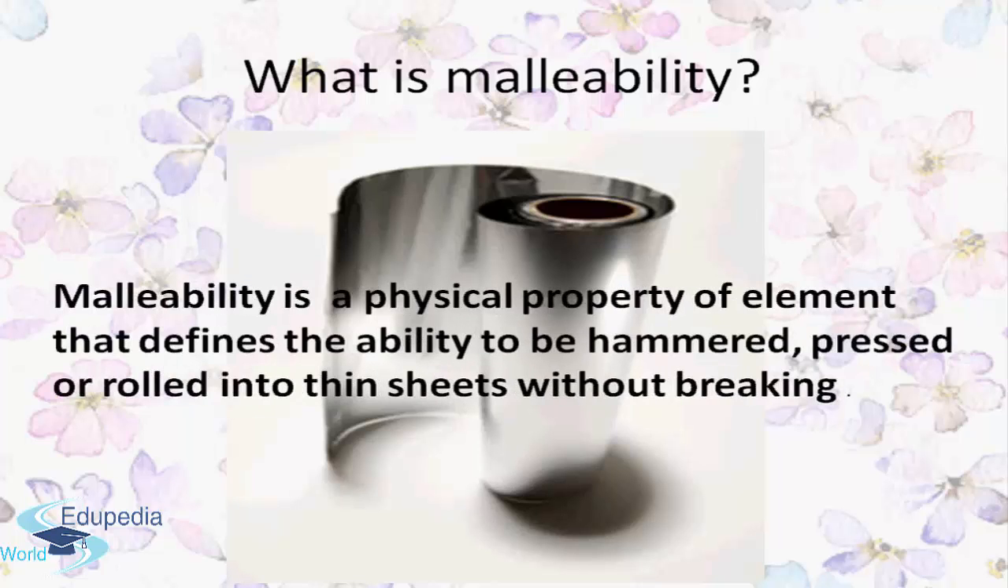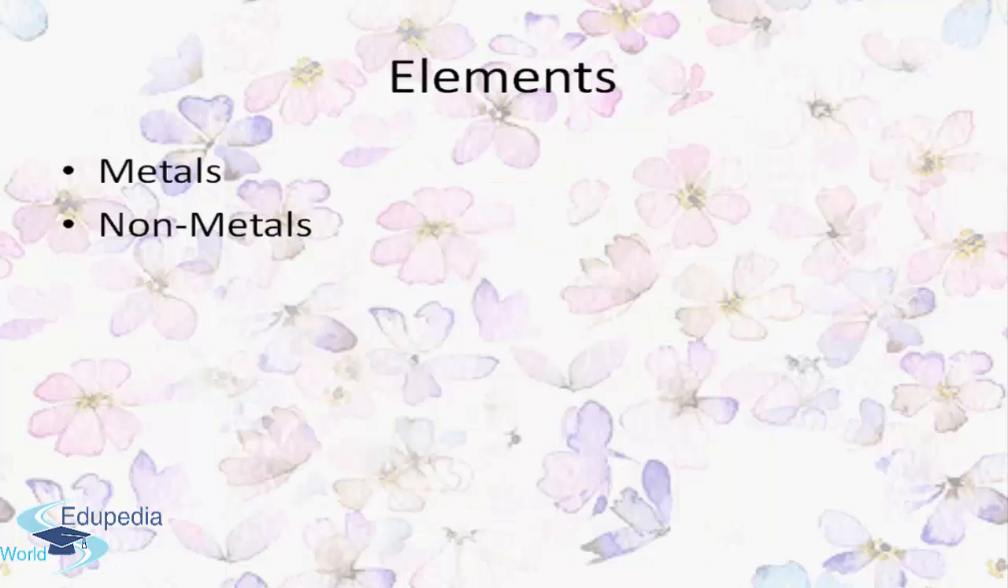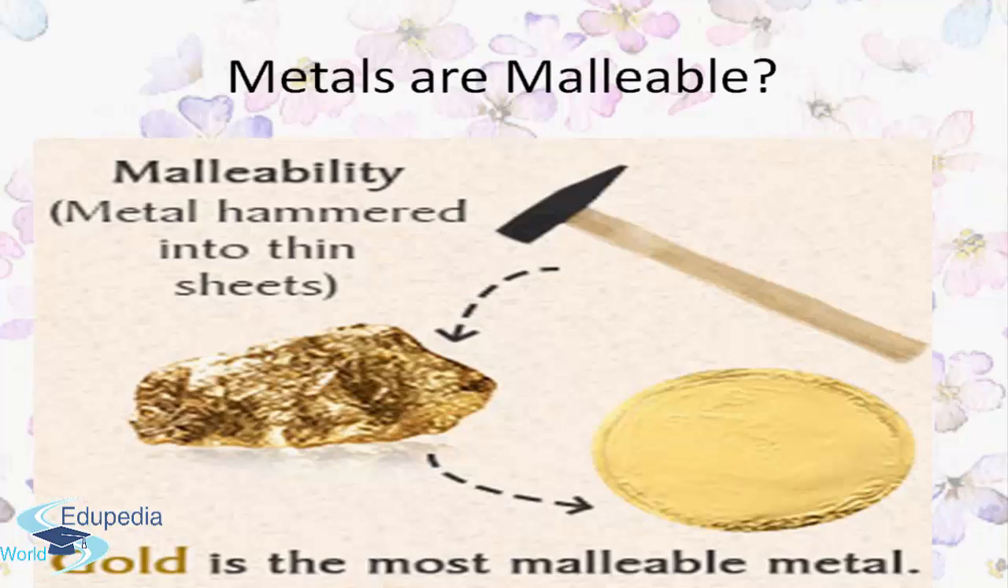So the malleability property is a physical property of an element that defines the ability to be hammered, pressed, or rolled into thin sheets without breaking. In terms of chemistry, when we talk about the elements, we always talk about two main categories, that is metals and non-metals. Are the metals malleable? Yes, metals are malleable.